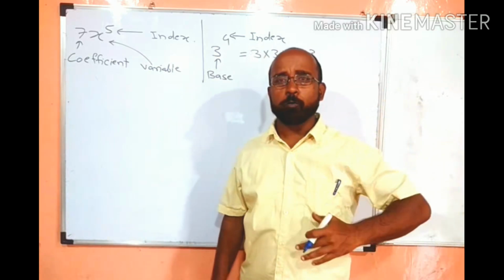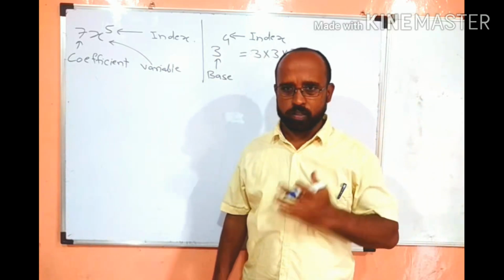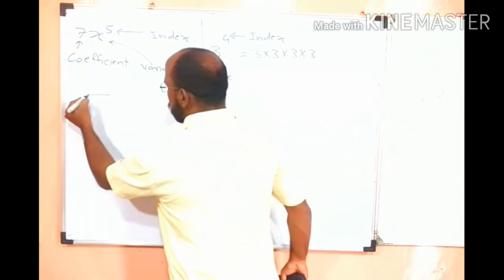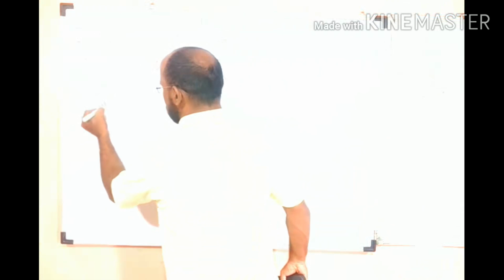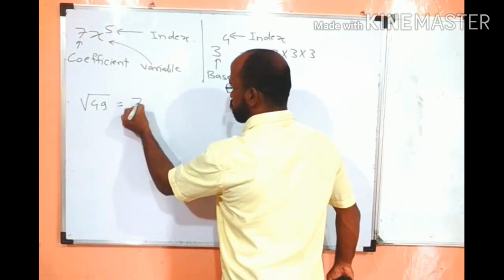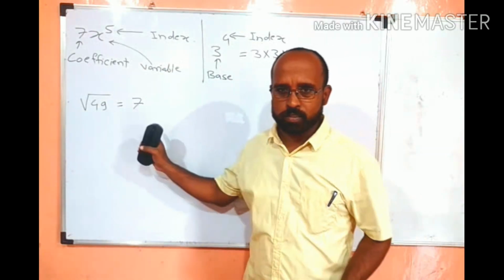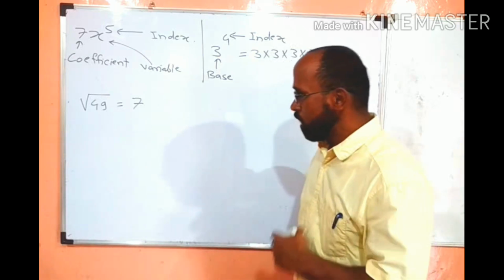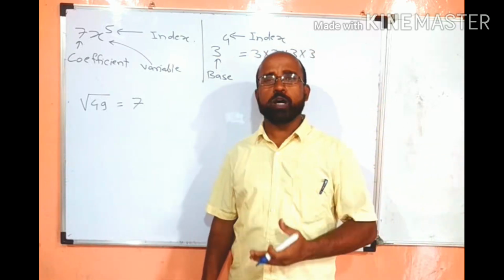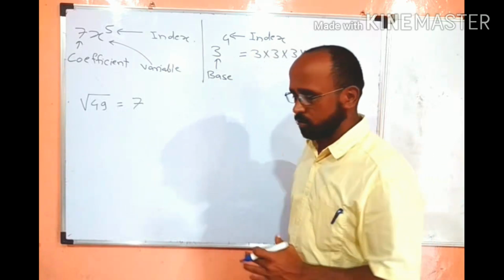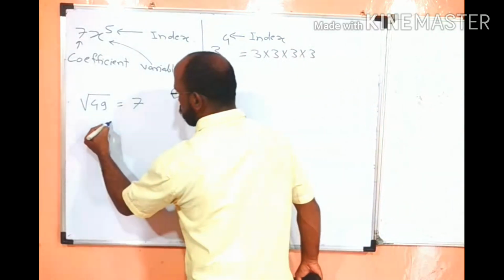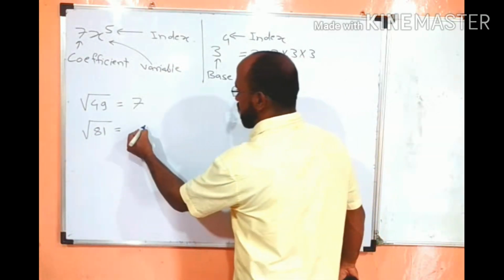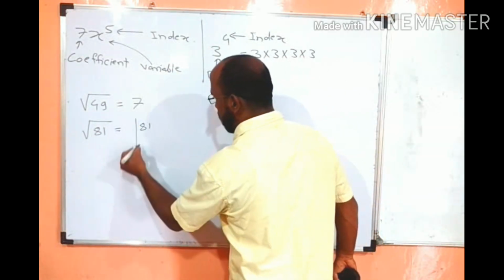Then we learn how to find out square root. We learn what is meant by square roots. For example, square root of 49 is equals to 7. Such example we have solved in last standard, 7th standard. We learn how to find out square root of a number by factorization method. For example, if we have to find out square root of 81, then we factorize this 81 into its prime factors.